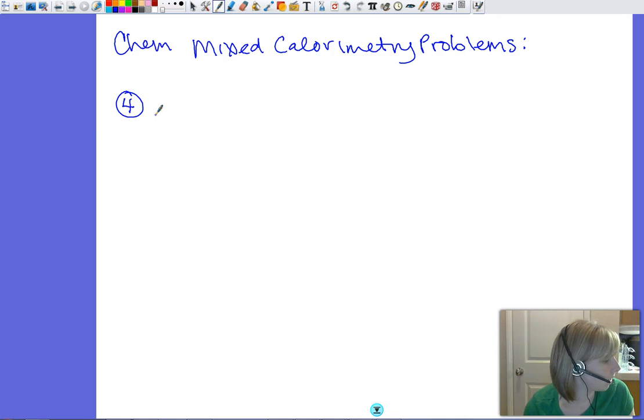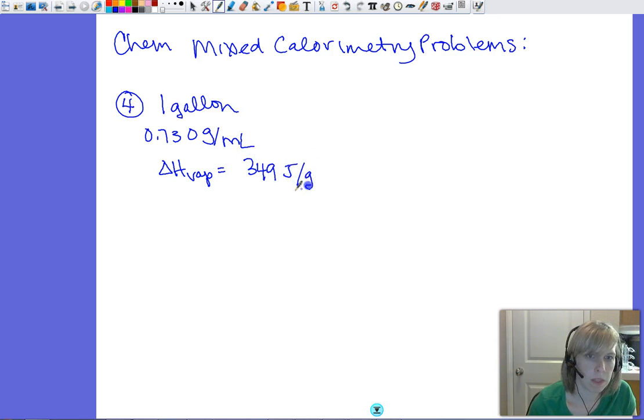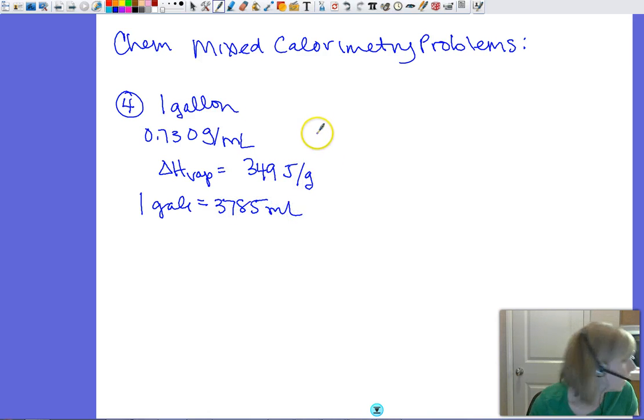The density of gasoline is 0.730 grams per milliliter. And we have 1 gallon. Heat of vaporization of gasoline, so that's delta H of vaporization, is given as 349 joules per gram, and 1 gallon equals 3,785 milliliters. And it wants to know the amount of heat necessary.